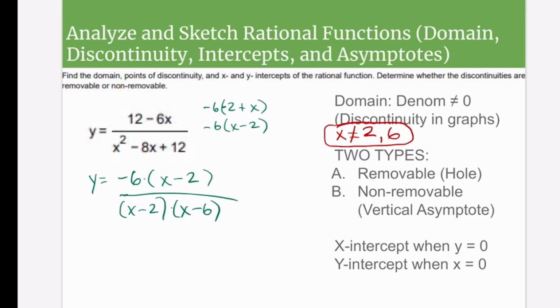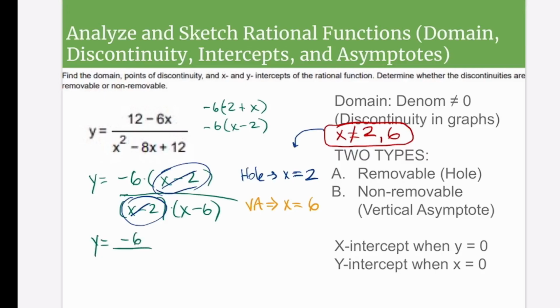We have 2 values. Now I have to figure out removable or vertical asymptote. The vertical asymptote is going to be when x is equal to 6. And then our hole, because we can simplify, we're going to divide the x minus 2. So our hole is going to be when x is equal to 2. Again, using these values to identify the holes and the asymptotes. So now we have a simplified rational expression.